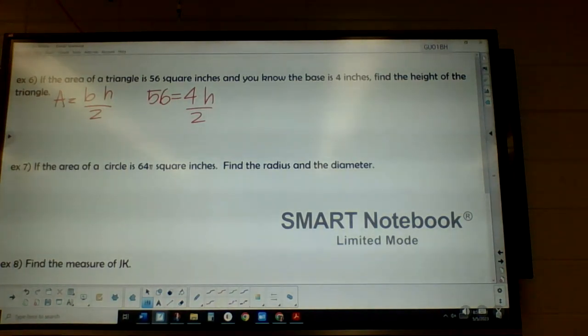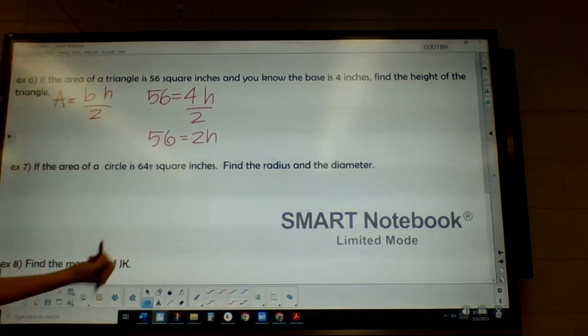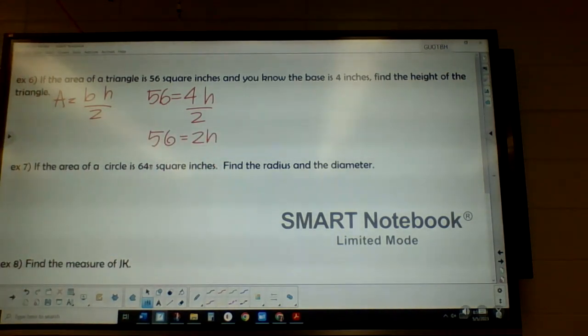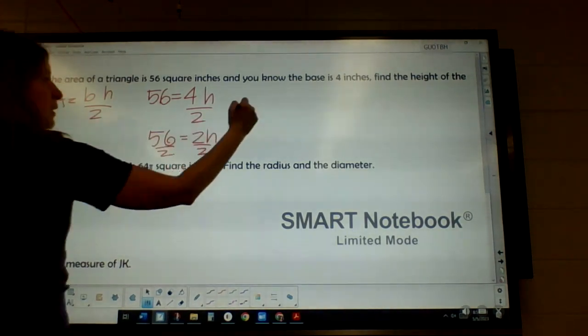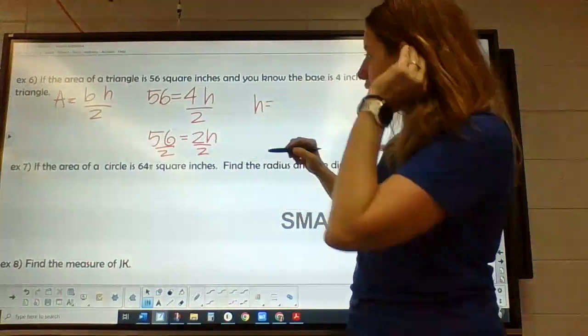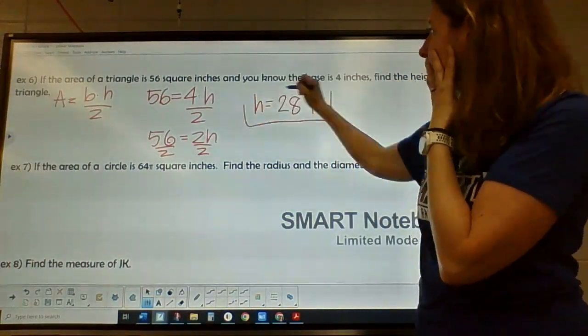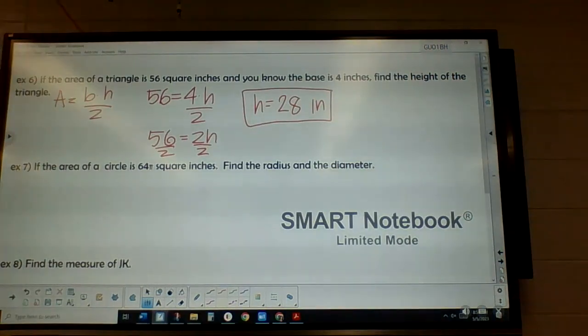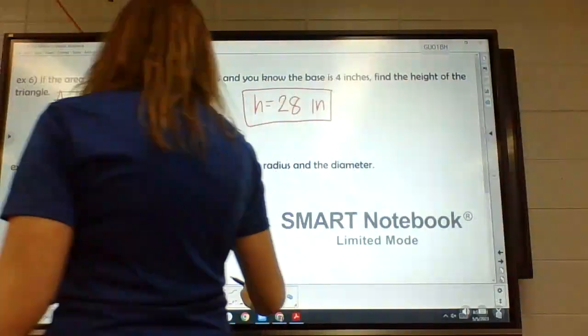You want to divide it? So 4 over 2 is just 2. So we just simplified that a little bit. So now to get my h, yeah, now we can just divide by 2. And so we find the height of this triangle would be 28, and it'd be inches. Okay? So these are talking about ones where we have to do a little bit of solving.